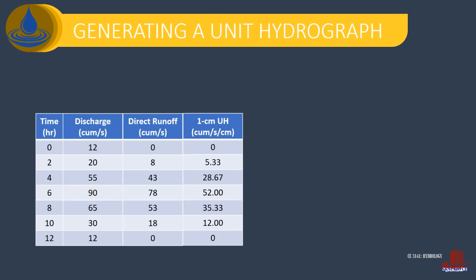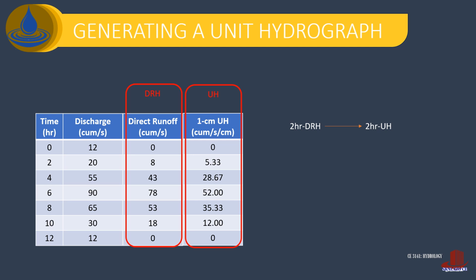From the previous videos, when we derive a unit hydrograph, note that the examples such as the one presented contain a direct runoff hydrograph with 2-hour intervals. Then we have converted this DRH into a unit hydrograph of the same interval, a 2-hour unit hydrograph. So to cut it short, a 2-hour DRH is provided and converted into a 2-hour unit hydrograph, or a 3-hour DRH was converted into a 3-hour UH.